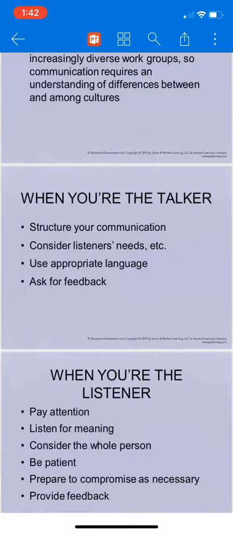Second, consider your listeners' needs. Not just their needs, but their interests and their attitudes. Try to exercise empathy at all times, constantly judging what you're saying from your listener's point of view. Next, use appropriate language. Deliver your comments in language appropriately suited to the level of knowledge, education, and experience of your listener. Never talk down to or over the head of another person.